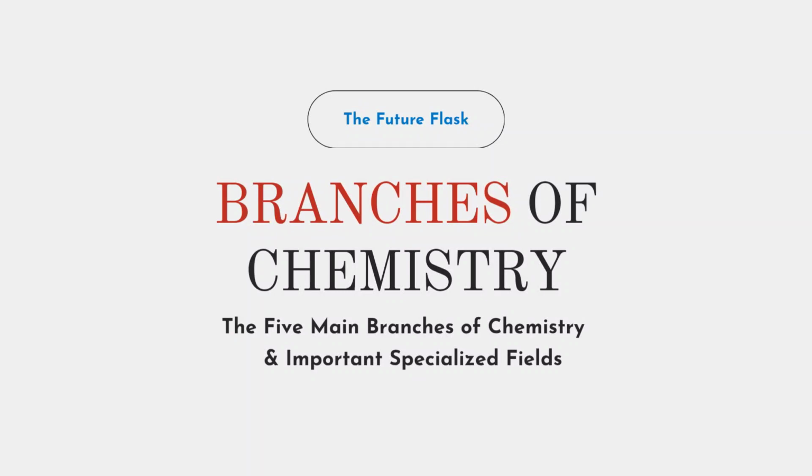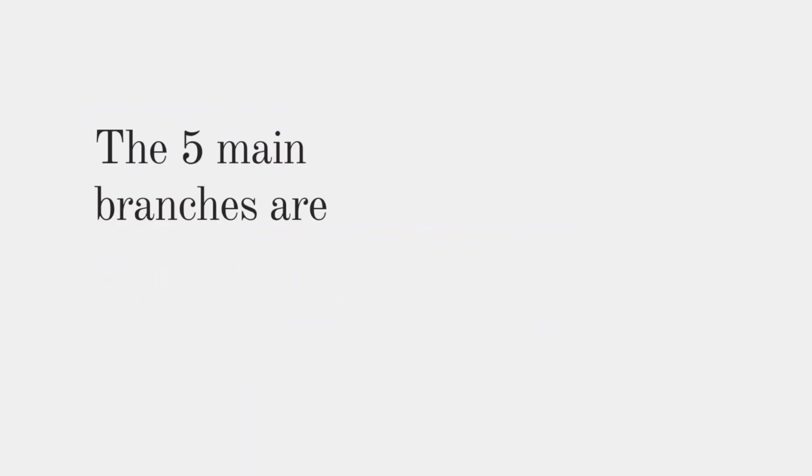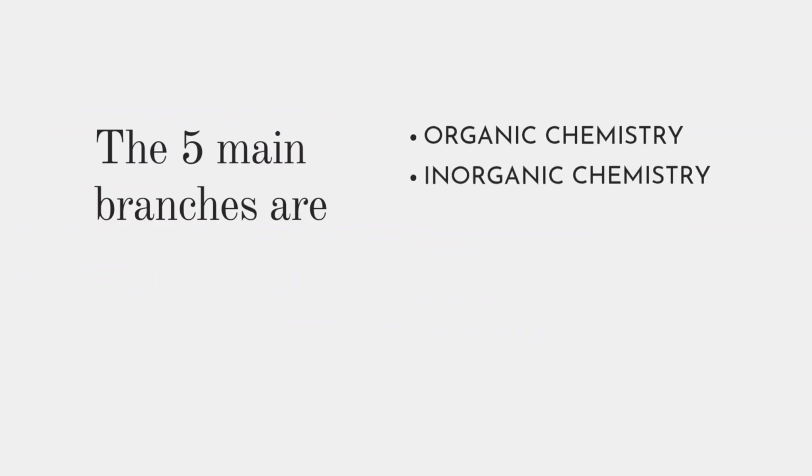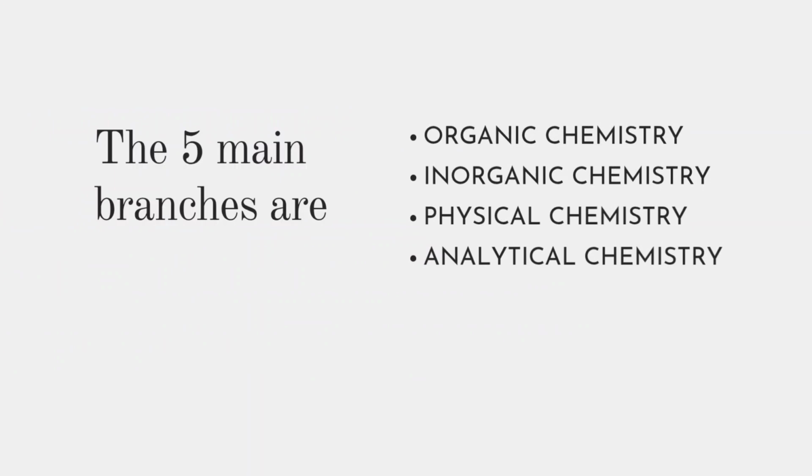In this video, we will learn about the main branches of chemistry and understand how each branch is connected to our daily life and modern science. Chemistry is broadly divided into five main branches. These are organic chemistry, inorganic chemistry, physical chemistry, analytical chemistry, and biochemistry.